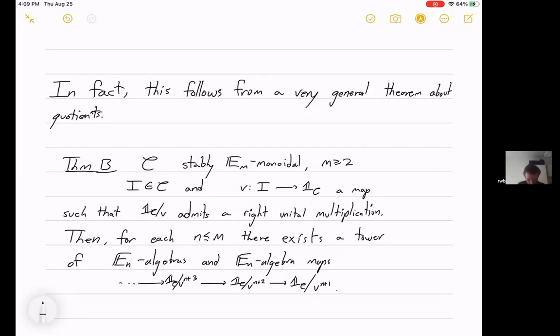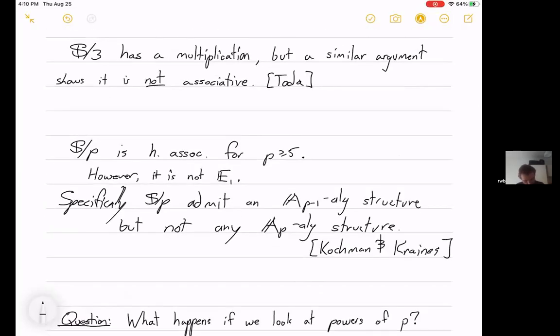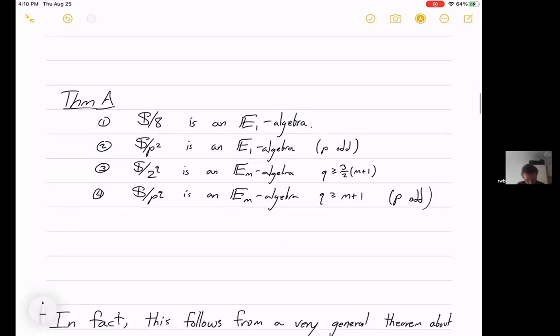In particular, you parse through all this, and you use, from back here, that S mod P has a right unital multiplication when P is at least 3, and you, in fact, get the odd primary parts of theorem A. The even primary one needs a slightly refined argument, but you would get a result from using that S mod 4 has a right unital multiplication. Okay.